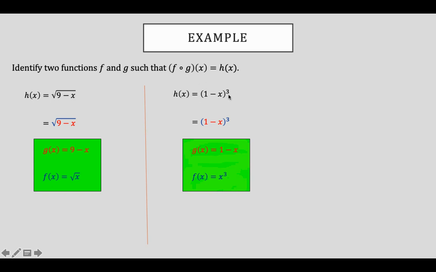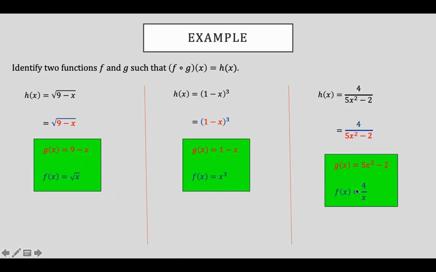All right, one more that's a little bit trickier. Okay, here we have h of x is equal to 4 divided by 5x squared minus 2. All right. Well, notice that we have a quadratic in the denominator of this function right here, all right? We could separate that quadratic and say, okay, let's make that quadratic a function of its own. That is the function that is on the inside. And what is it being plugged into? Well, the function 4 divided by x, all right?